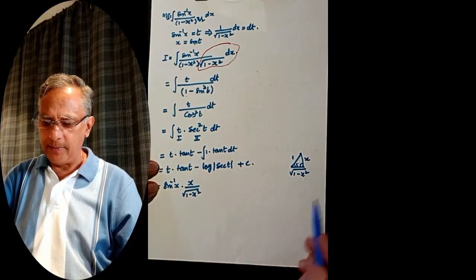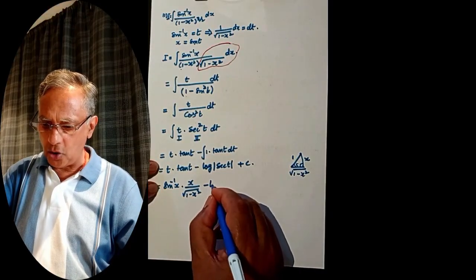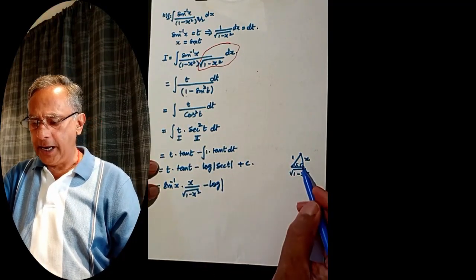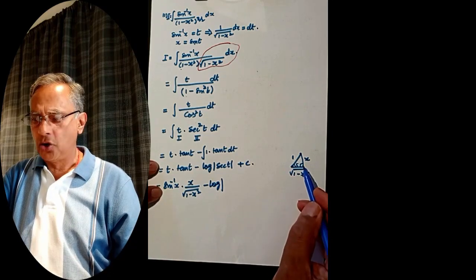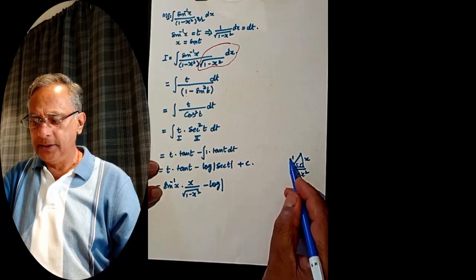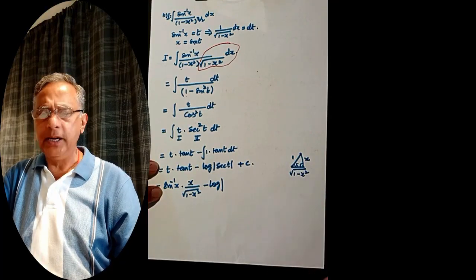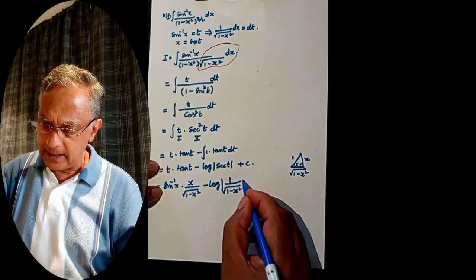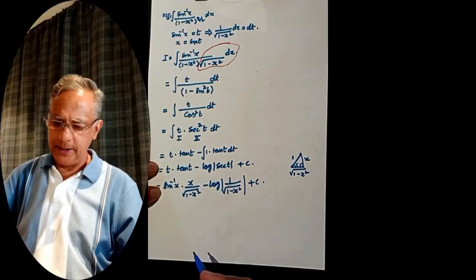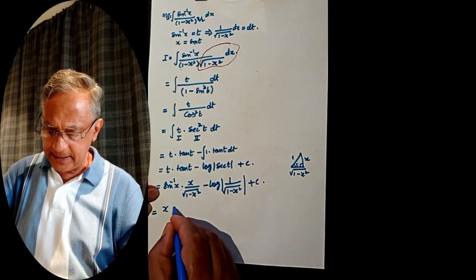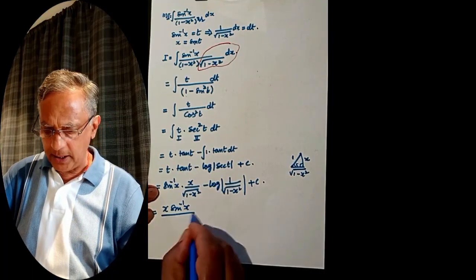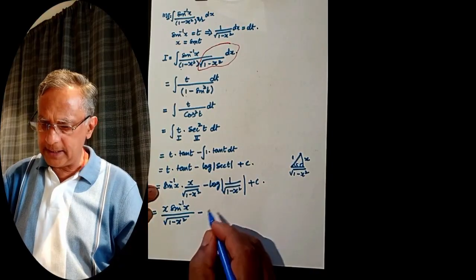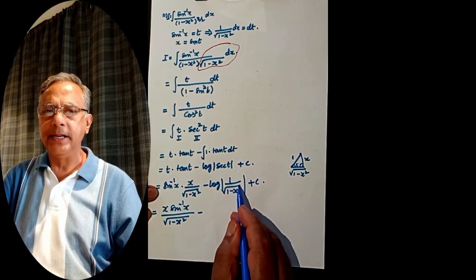This will be x over under root 1 minus x square minus log of secant t. Now secant t will be 1 over cos t. Cos is this upon this. So secant will be 1 upon under root 1 minus x square. 1 over under root 1 minus x square plus c. This can be written as x sine inverse x over under the root 1 minus x square. Minus, this is 1 minus x square to the power of minus half.